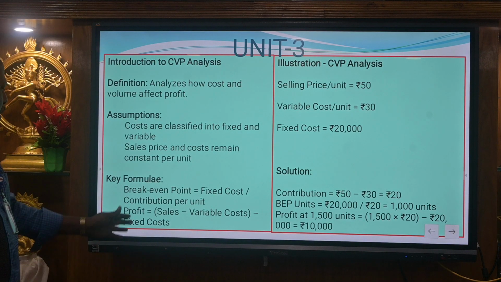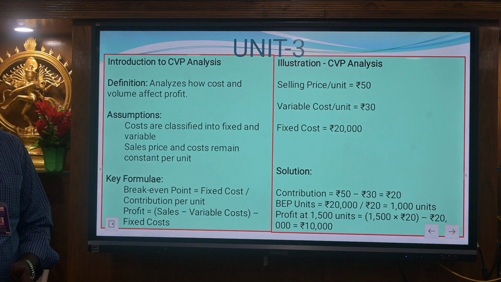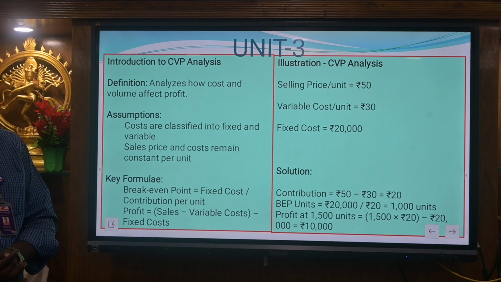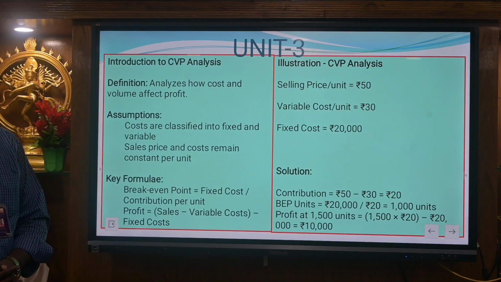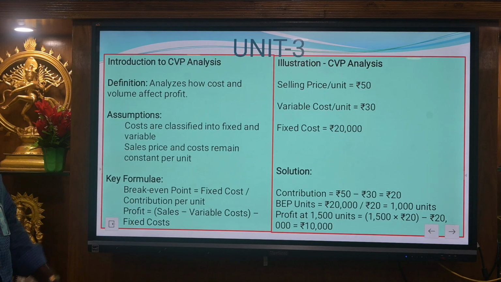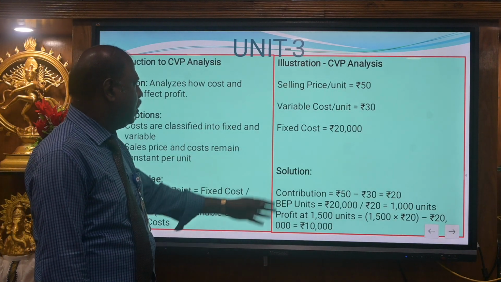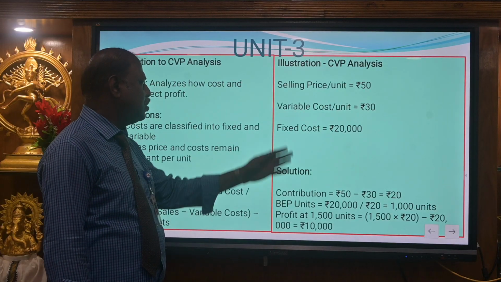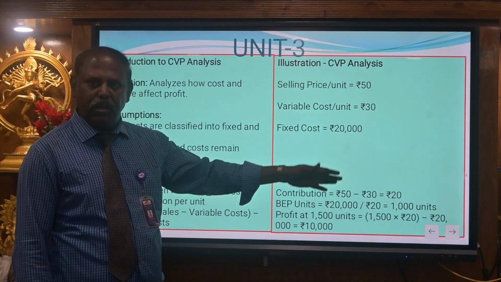Here we have some information about the profit. We can find the profit based on the profit statement or marginal cost statement. When you take sales less variable cost, we can find the contribution. From that, if you deduct the fixed cost, we can find the value of profit. Here we have given a formula. For example, one illustration: selling price per unit rupees 50, variable cost rupees 30, and fixed cost is 20,000.